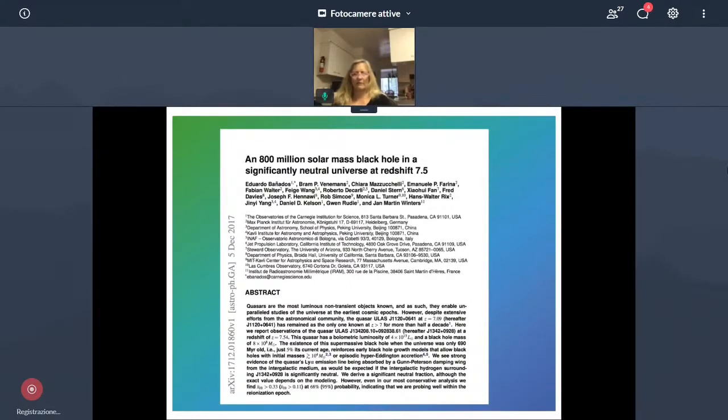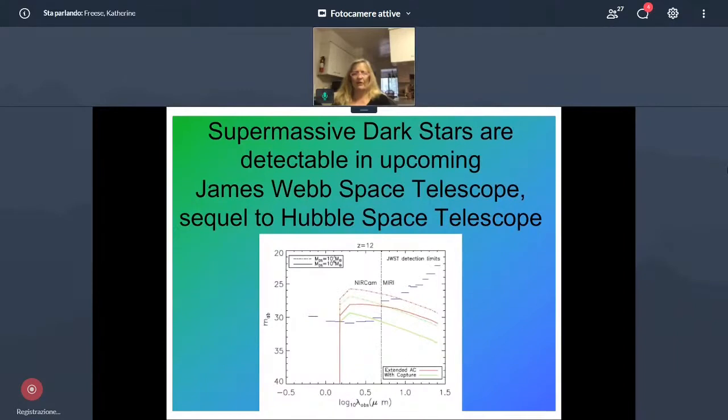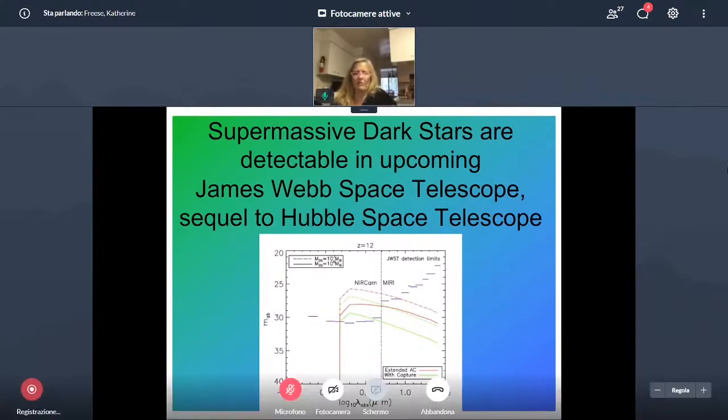Next slide, please. And as I mentioned, these objects are detectable in the upcoming JWST. So you see the blue curves are the sensitivity, and the red and other colors are the brightness that you could look for of dark stars. Next slide, please.